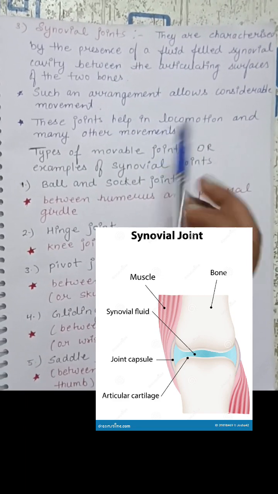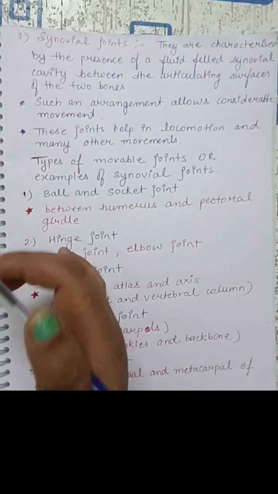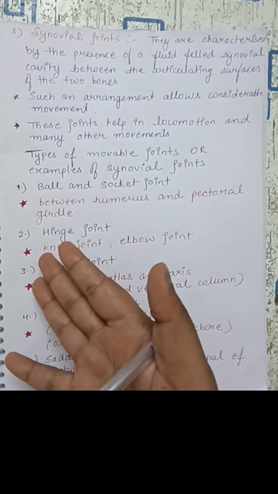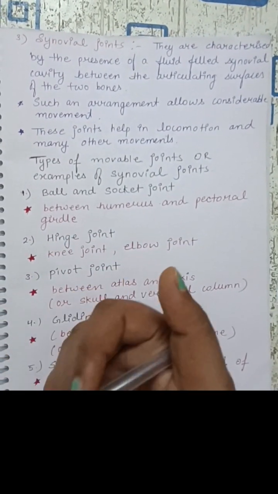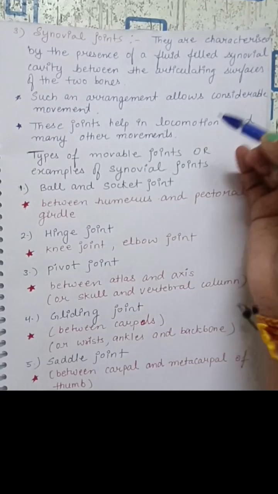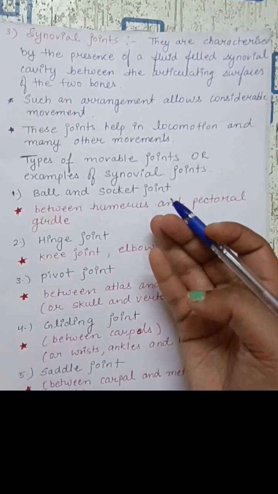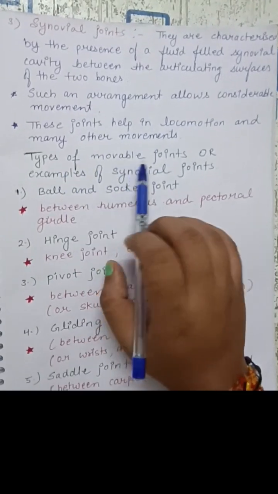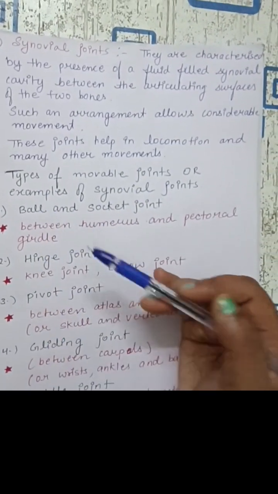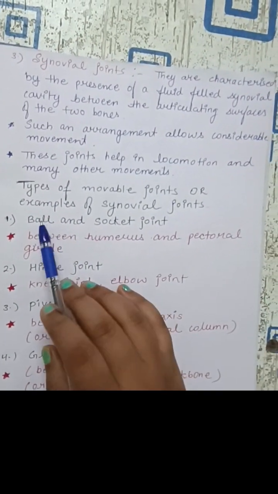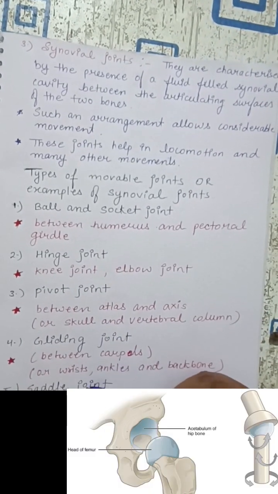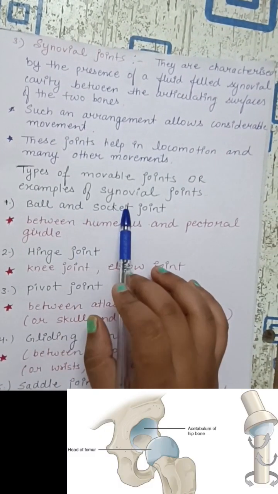What is locomotion? Change in position from one place to another. Locomotion means with the help of our hind limbs, our legs, we move from one place to another in search of food, shelter, or anything. That is locomotion, and many other movements. Types of movable joints, or examples of synovial joints, are ball and socket joint, hinge joint, pivot joint, gliding joint, and saddle joint.